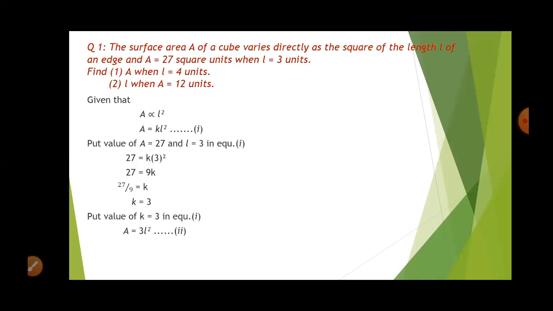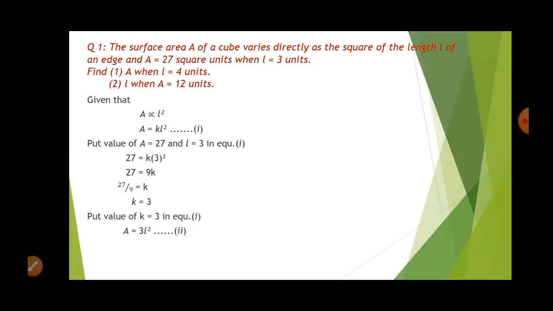So first we have to understand the question. Here they are telling that surface area A varies directly to the square of length L, which means A varies directly to L square. Given that A is directly proportional to L square, to remove the variation sign, we will put the variation constant, which is K. So A is equal to K L square, which will be named as equation 1.